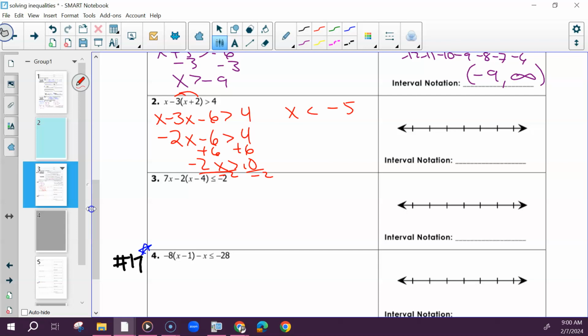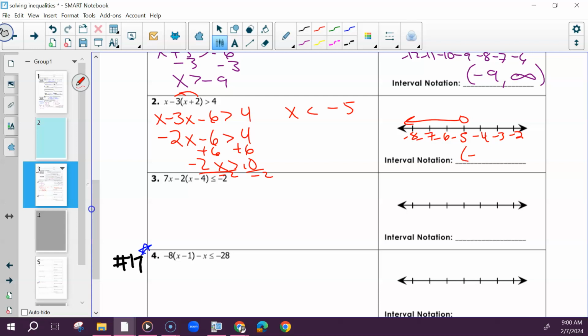Go ahead and graph that. Would that be open or closed? Open. Going to the left or to the right? Okay, so when we do the interval notation, where would this one start? If this keeps going to the left, negative what? Negative infinity, yes. So this starts at negative infinity.